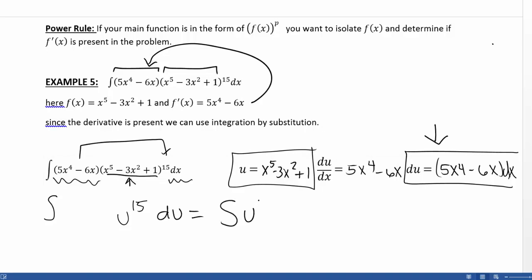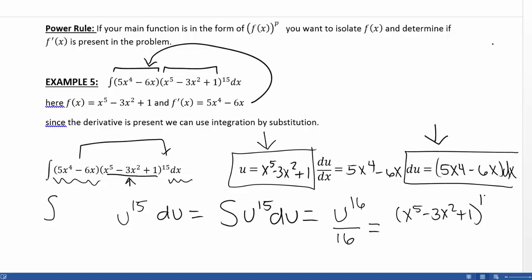So I have the antiderivative of u to the 15th du. So we're going to use our power rule here. We're going to add 1 to the power and divide by the new power. So that gives me u to the 16th over 16. But I don't want a u in my final answer. I want everything back in terms of x's. So I need to substitute back in what u represented, which was x to the fifth minus 3x squared plus 1, all raised to the 16th power divided by 16 plus c.